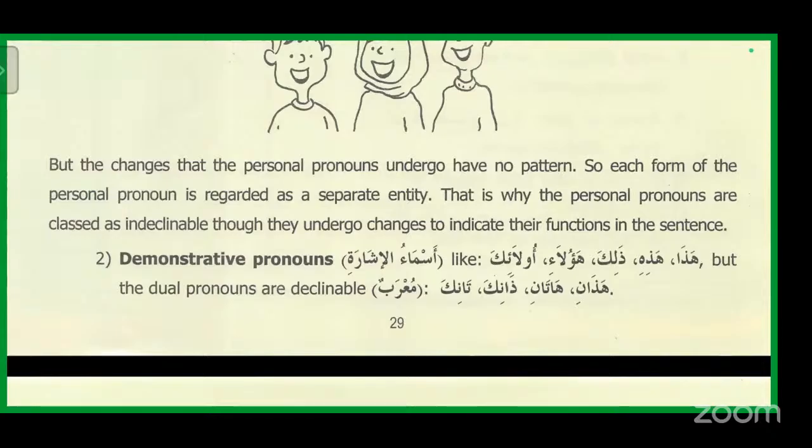But the changes that the personal pronoun undergoes have no pattern. So each form of the personal pronoun is regarded as a separate entity. That is why personal pronouns are classed as indeclinable, though they undergo changes to indicate their functions in the sentence.